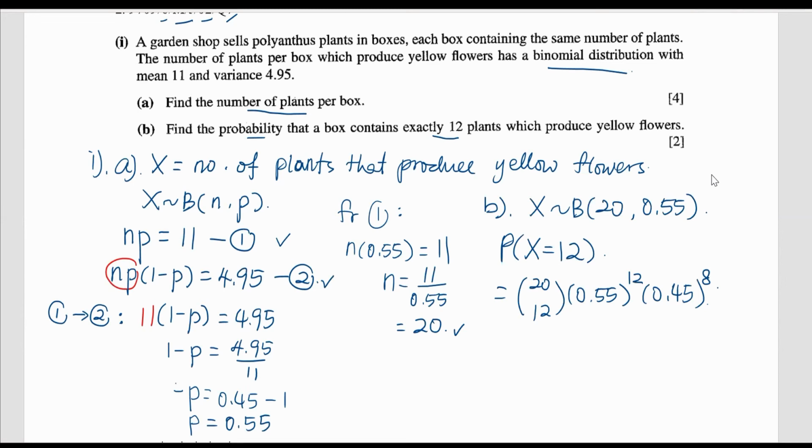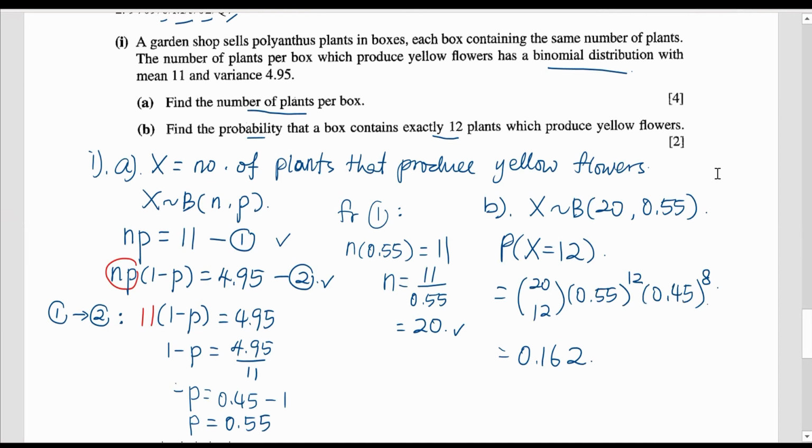All right, so we press the calculator: 20C12 times 0.55 to the power of 12 times 0.45 to the power of 8. So the probability is 0.1623. To 3SF, 0.162. And that is the probability that in a box of 20 plants, exactly 12 plants produce yellow flowers. So the probability is 0.162.